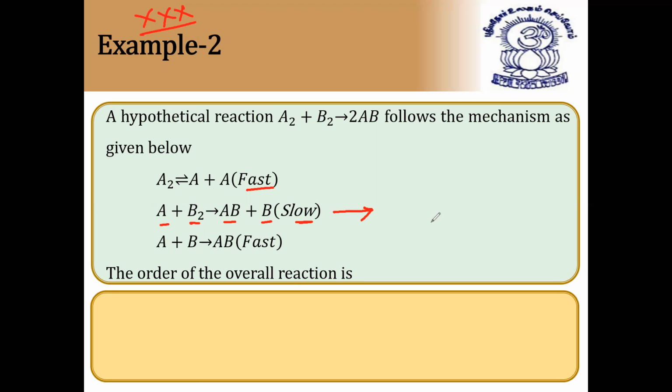So what is the order of reaction? You can easily guess, 3 by 2, because 1 plus 1 by 2. Because from A2 you'll get only A, that is 1 by 2, and this is 1. Why 1 plus 1 by 2? Because B2 is considered as 1, and from A2 only A is formed in this step, so it is 1 by 2. So 1 plus 1 by 2 becomes 3 by 2.